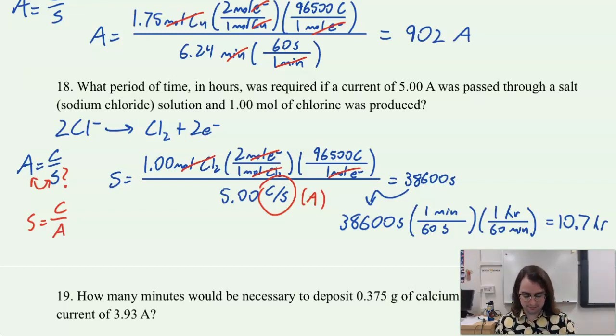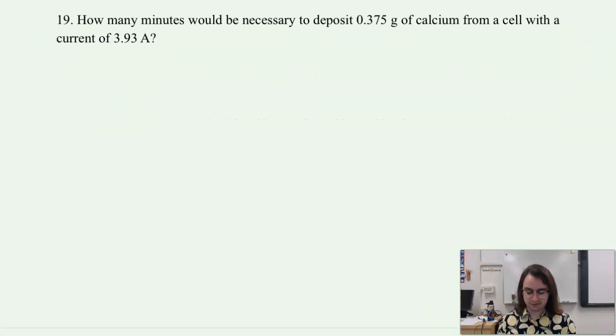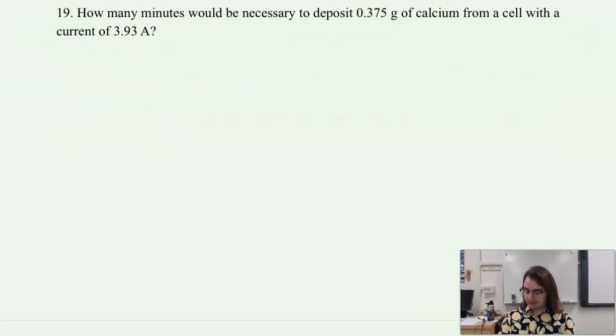All right, one more. Now this one I'm going to let you do by yourself completely. So start by writing the half reaction like we have for each one. This time we are talking about calcium. So we are trying to deposit calcium, meaning that we are gaining solid calcium. So start with the half reaction, figure out what you want, figure out what you need, figure out what you have, and calculate for your answer. Give it a try. Come on back when you finish.